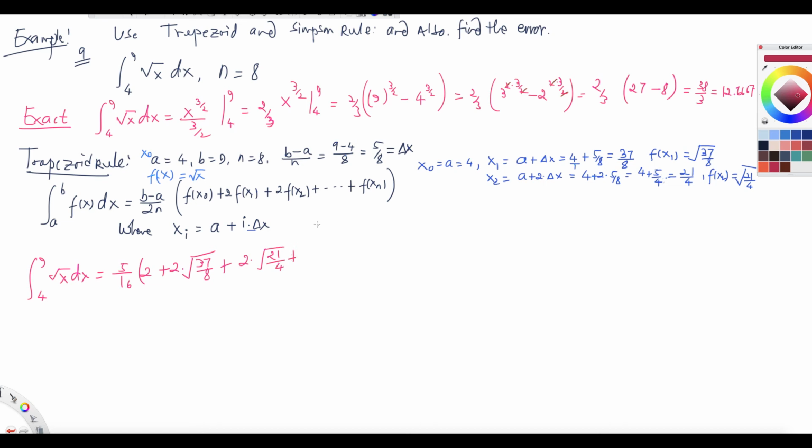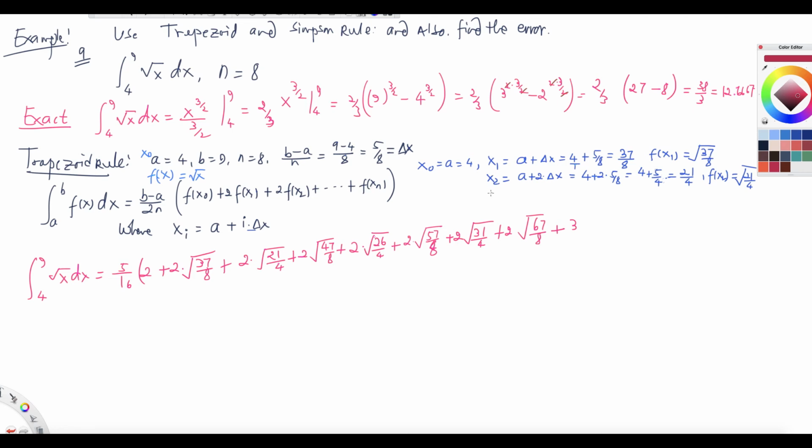Similarly, for x3 you will get 2 times root under 47 over 8, plus for x4 you will get 2 times root under 26 over 4. That is x0, x1, x2, x3, x4. Now you need 4 more, right? The next one will be 2 times root under 57 over 4, plus 2 times root under 31 over 4, plus 2 times root under 67 over 8. One of them is over 4, another is over 8, like that. And then the last one will be just 3, because the last one will be x8.